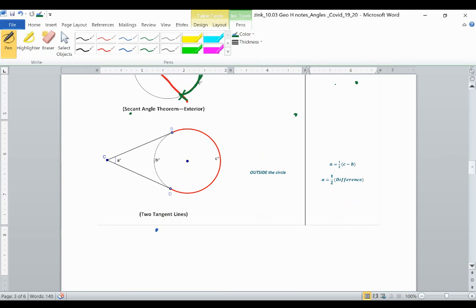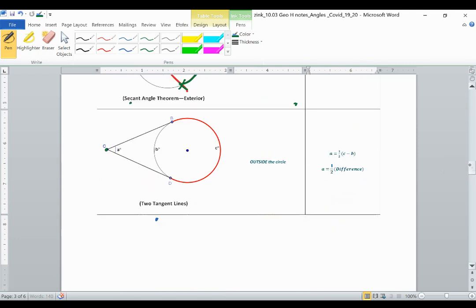And the last one here, again, our vertex is outside, but instead of it being made from 2 secants, this one is made from 2 tangents, but it's the same idea. If it's outside, you're going to take half the difference. So you would take 1/2 of C minus B. Together, those two make up the entire circle, 360. So you're going to set A equal to 1/2 of C minus B.